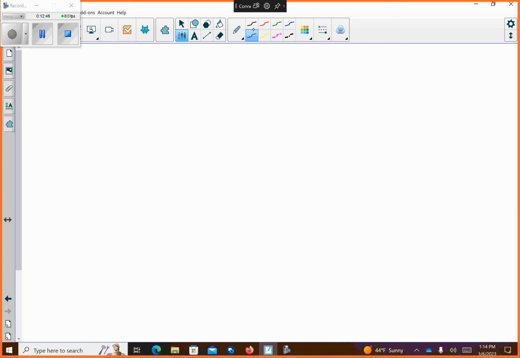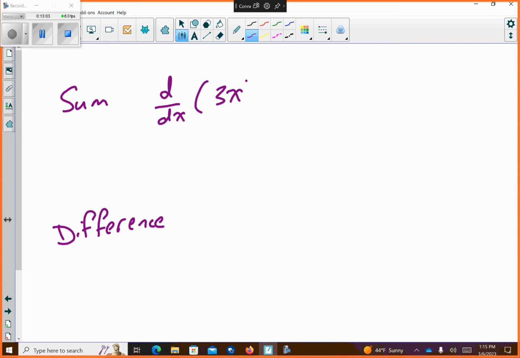All right. So let's look at the sum rule and the difference rule. This is on the back side of that page. Not real hard to do. So let's say I want to do dx of 3x squared plus 5x plus 2. I'll just go with product. What's the derivative of 3x squared? 6x. That's to the first, and that's plus 5.